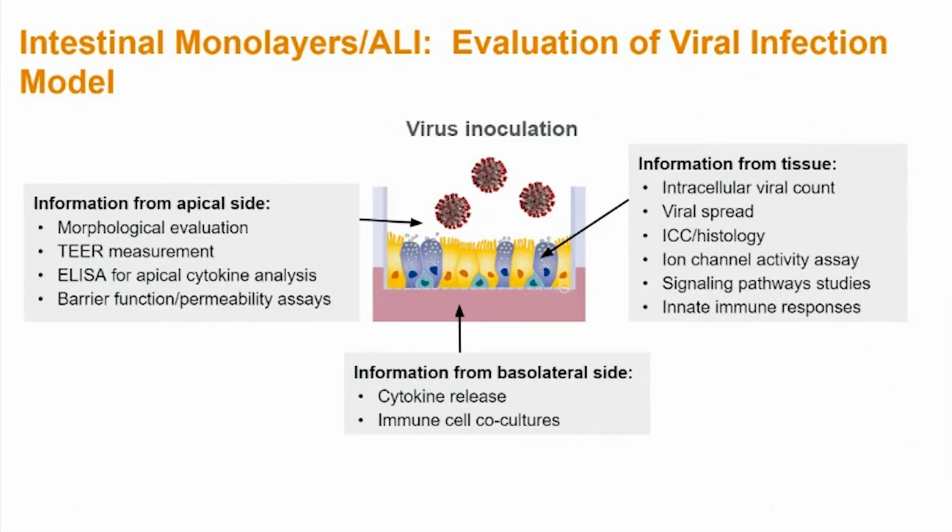Researchers could also evaluate the cytokine release from basolateral side and consider adding cells to the basal chamber for looking at immune cell co-culture studies. Readouts involving the tissue could include viral count, viral spread, for example, understanding how virus can move to neighboring cells or adjacent cells, immunohistochemistry or histological applications, ion channel activity assays, which could involve understanding the flow of ions in response to an infection, signaling pathway studies, and lastly, understanding innate immune responses triggered through innate receptors like toll-like receptors.